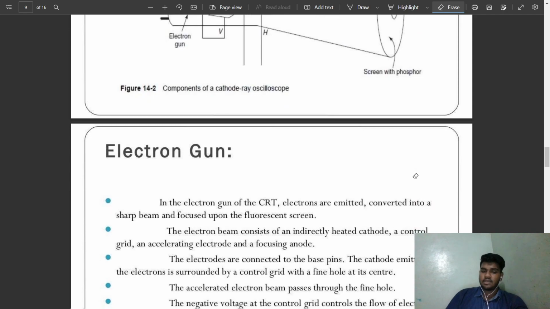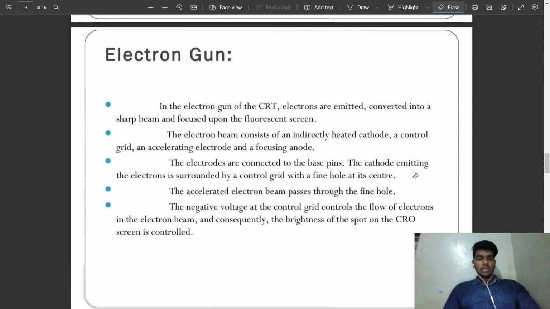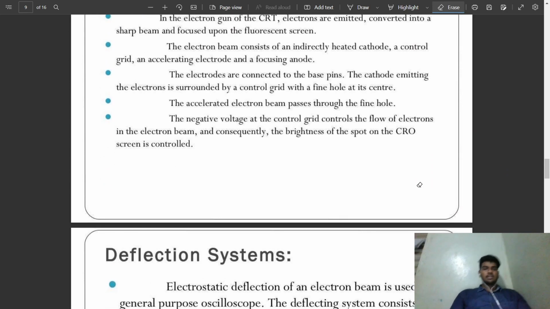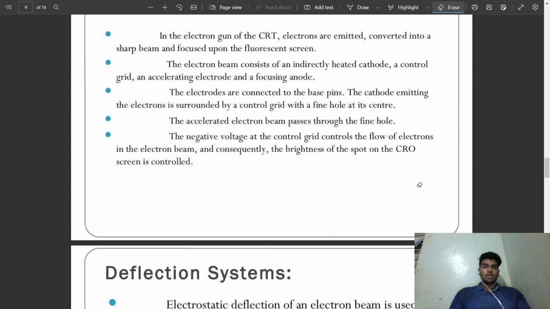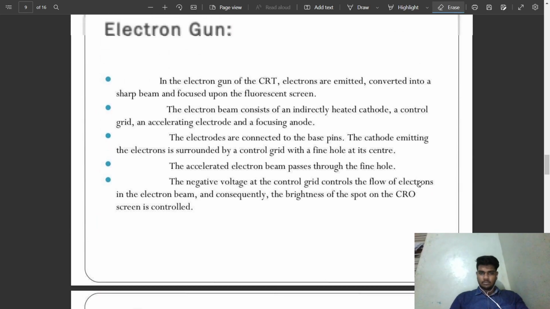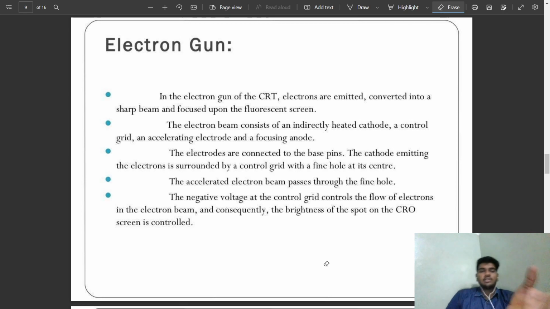We have elaborated notes on the electron gun and deflection system. Let us go through it quickly. Now we see about the electron gun. As I said, the explanation is given. This is just the overview of it. In the electron gun of a CRT, electrons are emitted and converted into a sharp beam and focused upon the fluorescent screen using the focus electrodes.